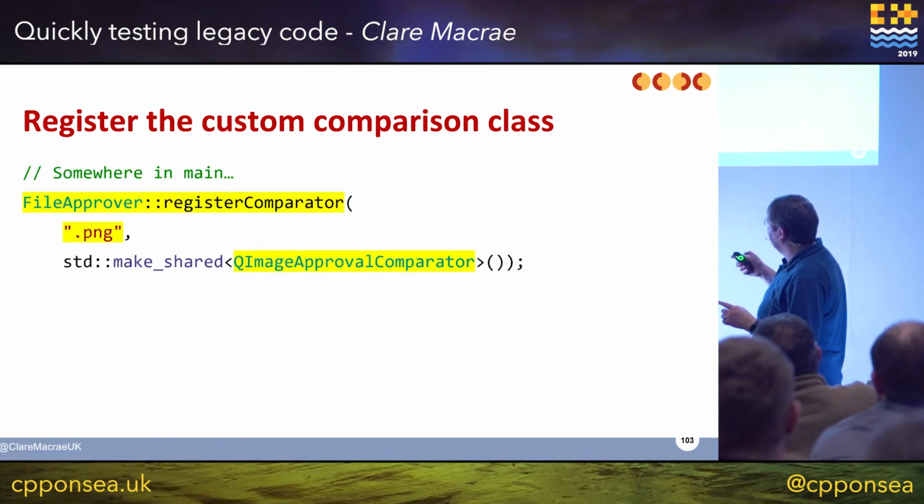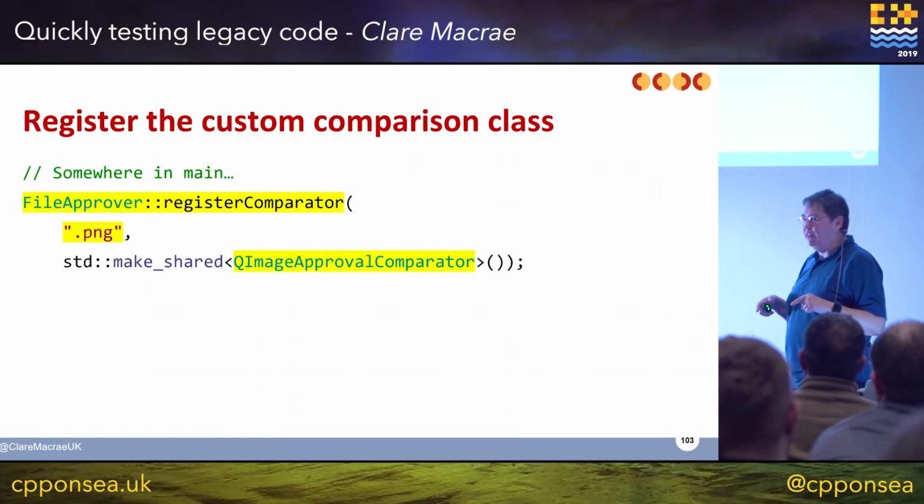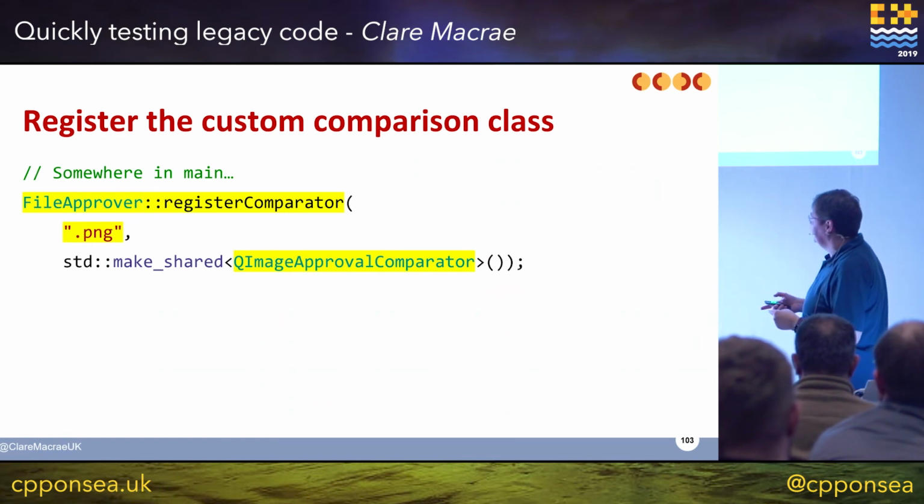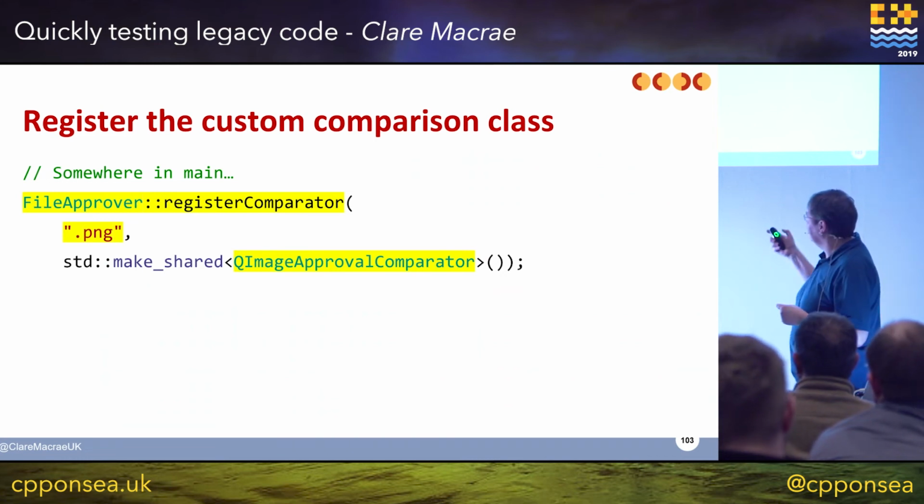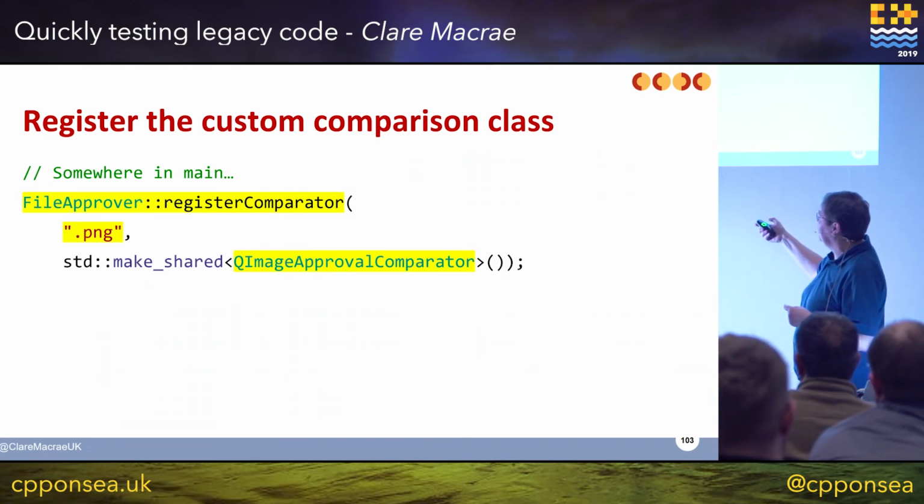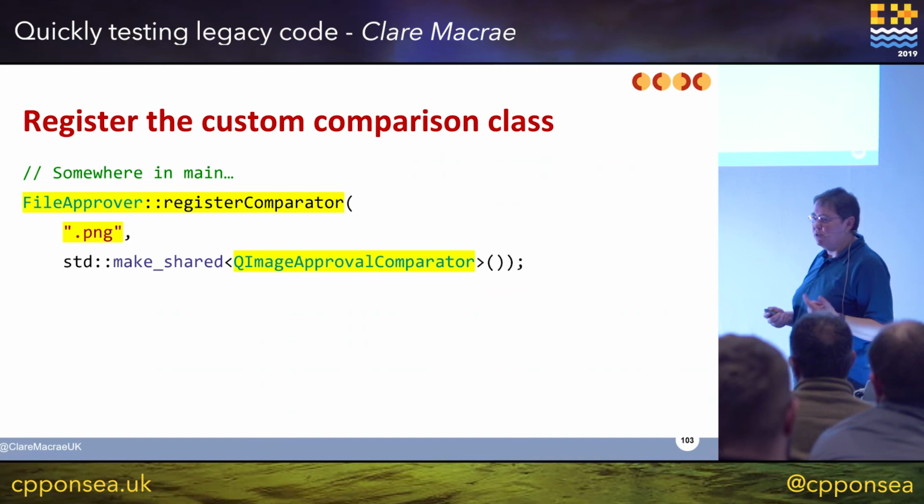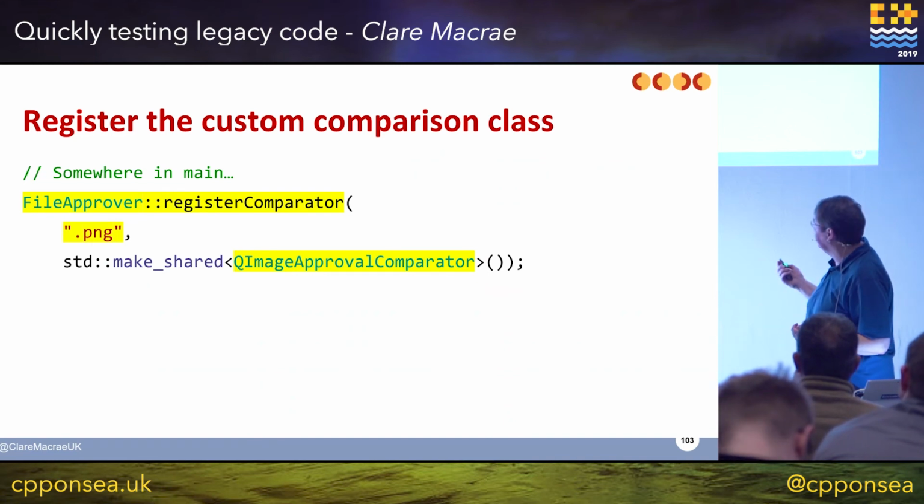Okay, and then another reference slide. In terms of developer convenience, when I first implemented this, every verify method had to pass in a comparator. We ended up with something much nicer, which is in your main, you register for a given file extension an overriding comparator to use, which is just lovely. It's really nice.